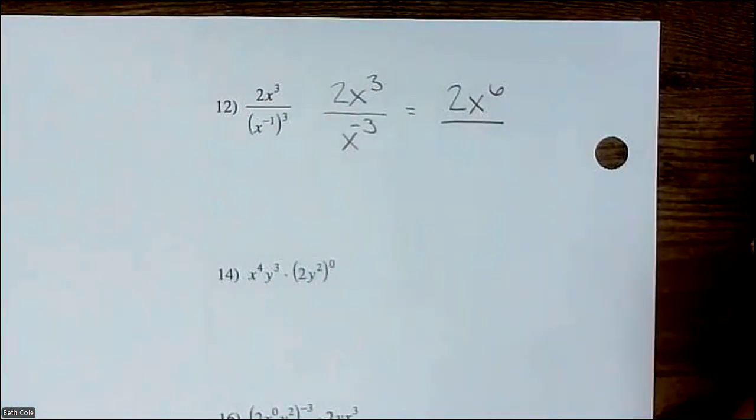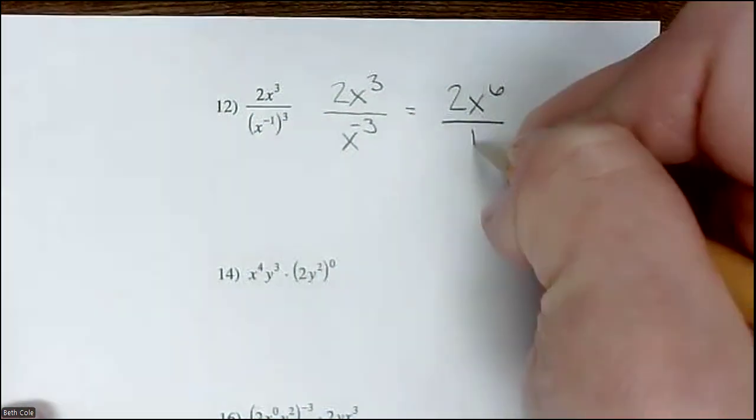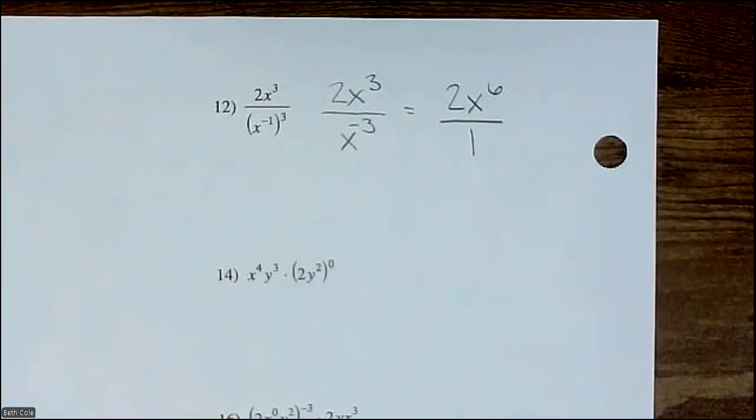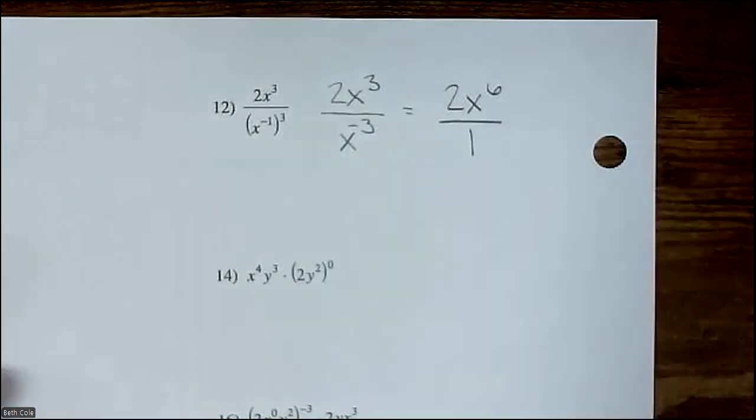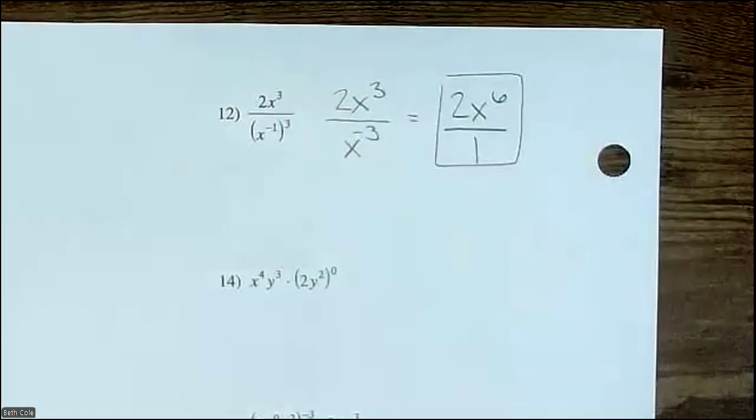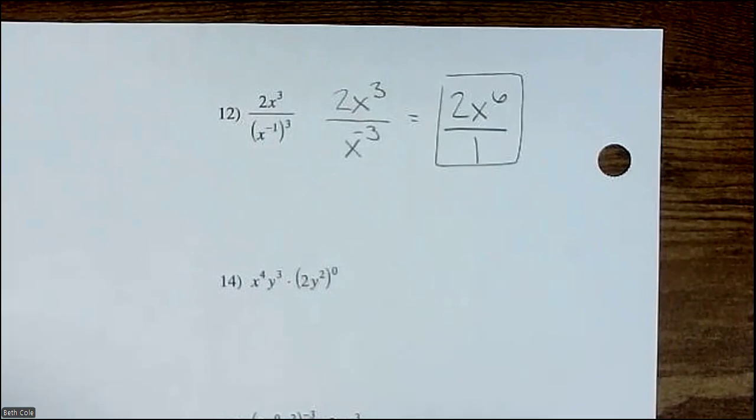Now there's nothing left on the bottom. So you can put 1 or even just nothing. You're allowed to have the denominator be blank. But if you aren't sure, you can put 1s all over the place. You can put 1s anywhere.